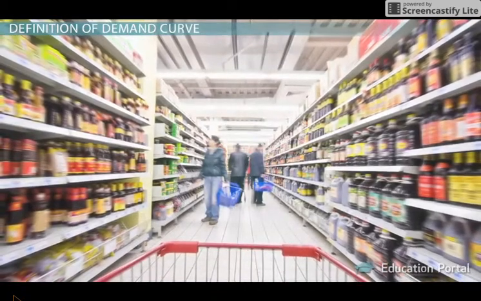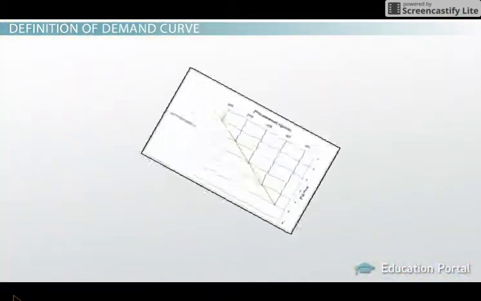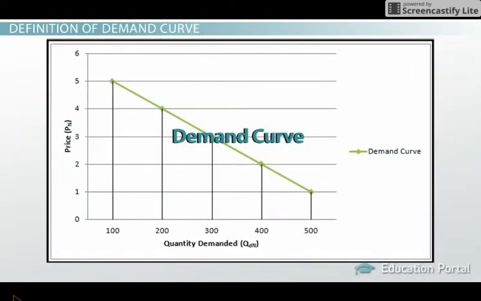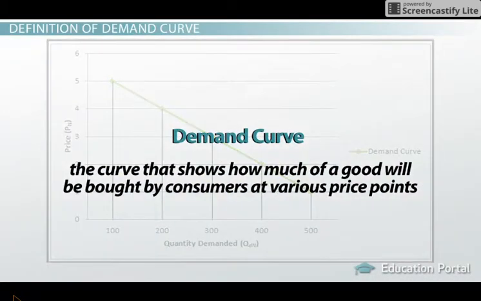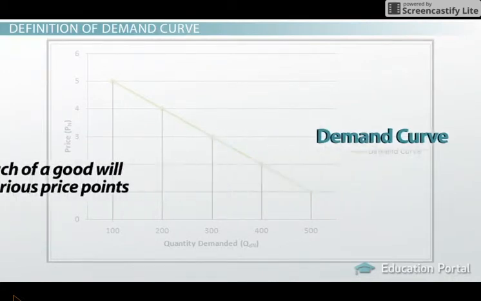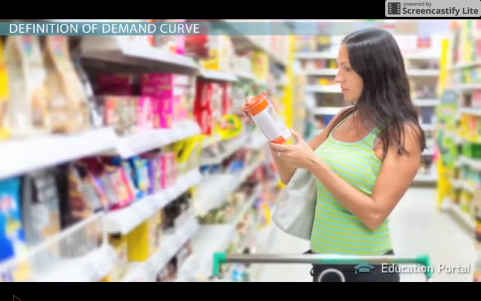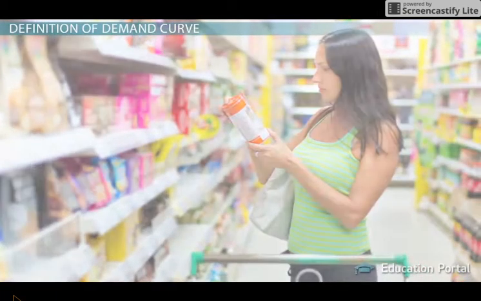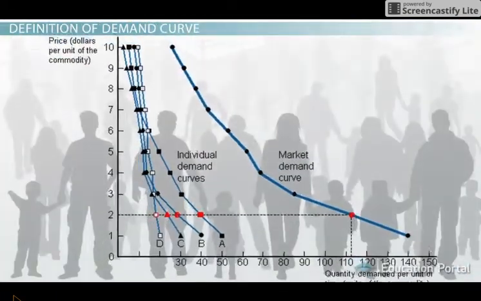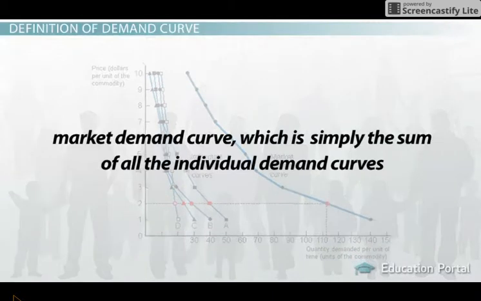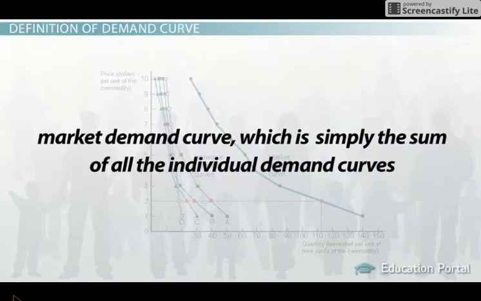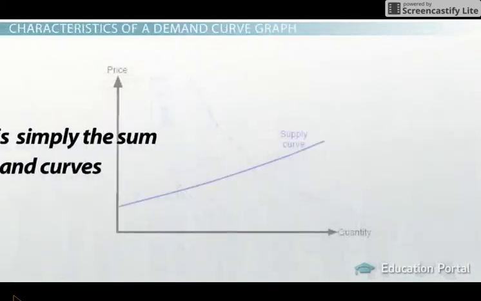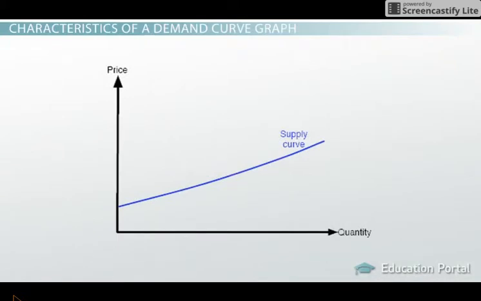One of the basic graphs in microeconomics is referred to as the demand curve, and is the curve that shows how much of a good will be bought by consumers at various price points. In microeconomics, we often look at the demand curve for individuals. In macroeconomics, we often focus on the market demand curve, which is simply the sum of all the individual demand curves. The demand curve is graphed with the same axis as a supply curve in order to allow the two curves to be combined into a single graph.